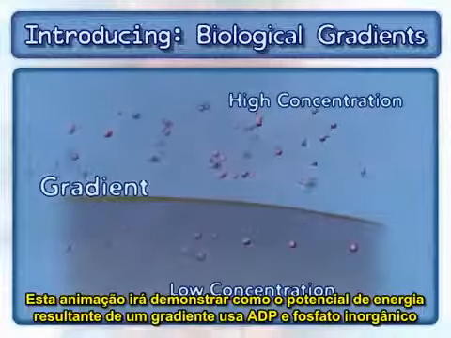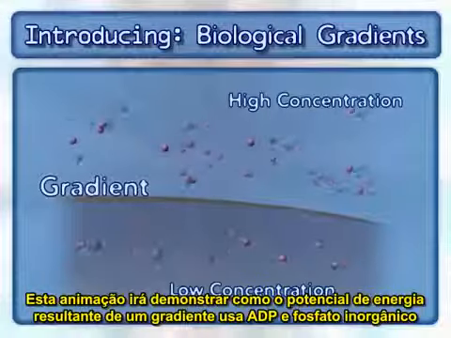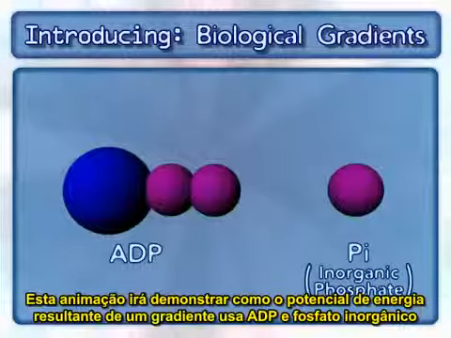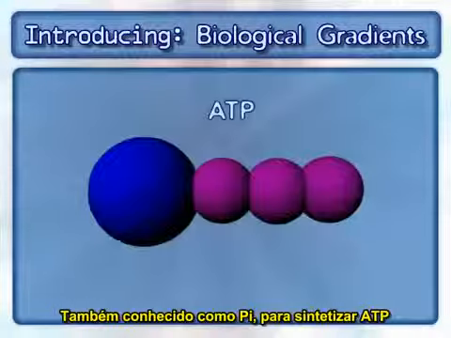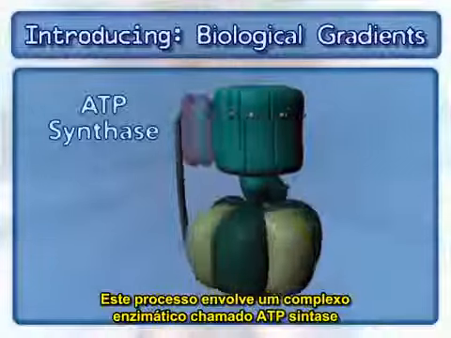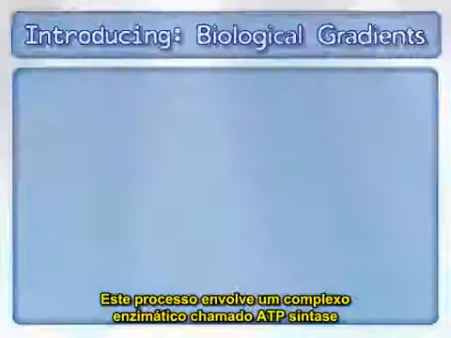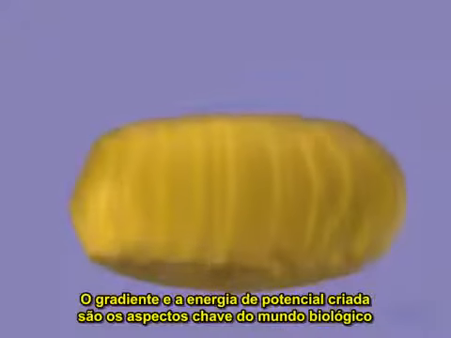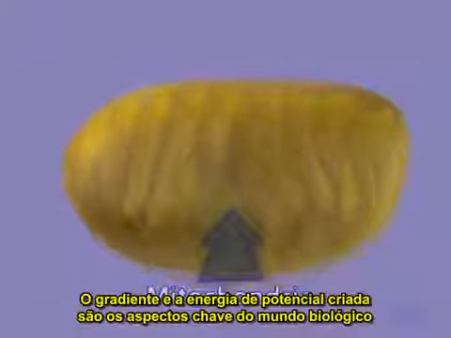This animation will demonstrate how the potential energy that results from a hydrogen ion gradient uses ADP and inorganic phosphate, also known as Pi, to synthesize ATP. This process involves an enzyme complex called ATP synthase. Gradients and the potential energy they create are key aspects of the biological world.